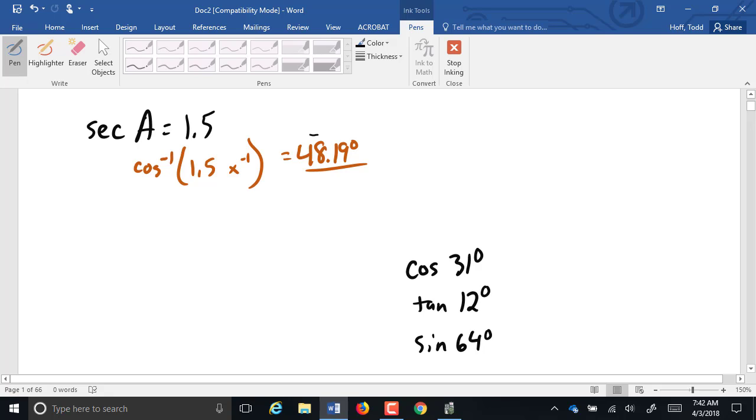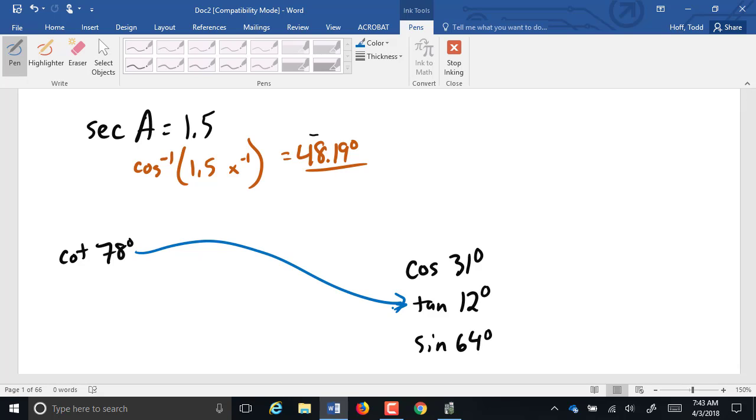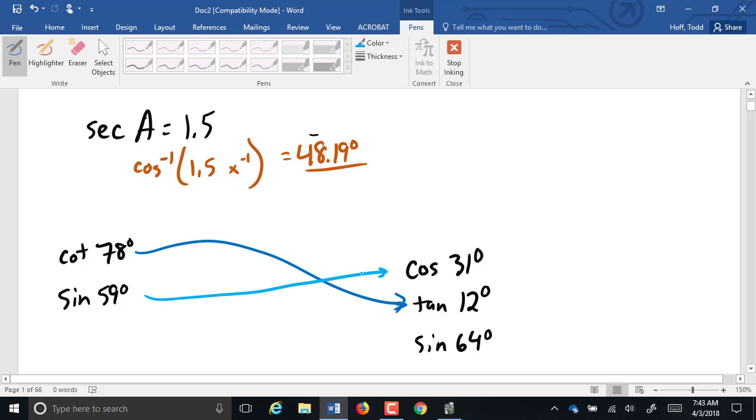Given those choices, cotangent of 78 degrees is equal to which one? Tangent of 12, good. 78 and 12 are complements. They add to 90 degrees. Tangent of one equals the cotangent of the other. Sine of 59 degrees is equivalent to what? Cosine of 31.